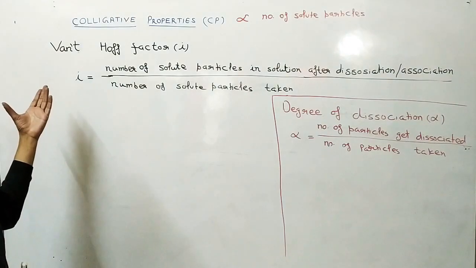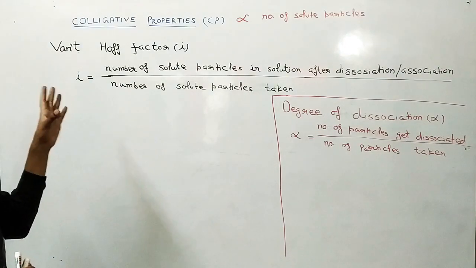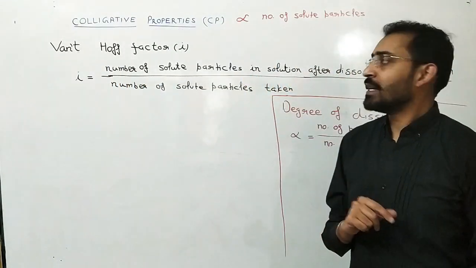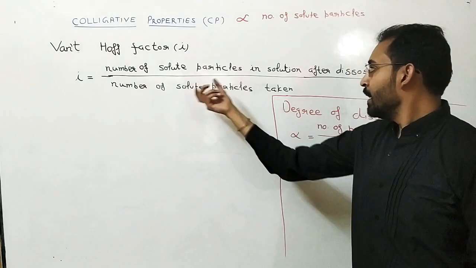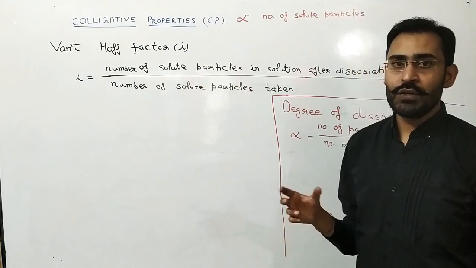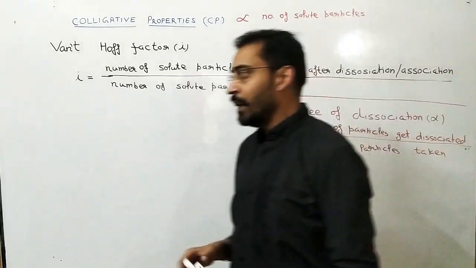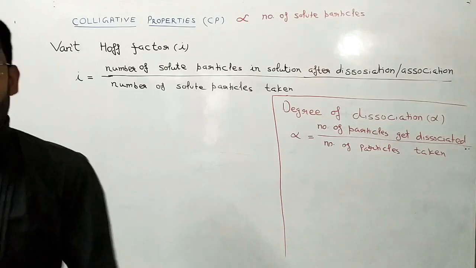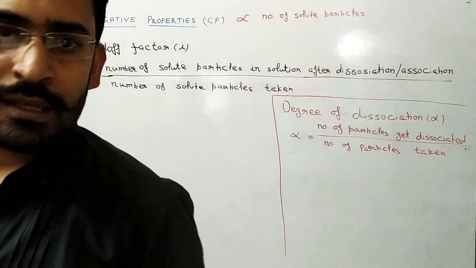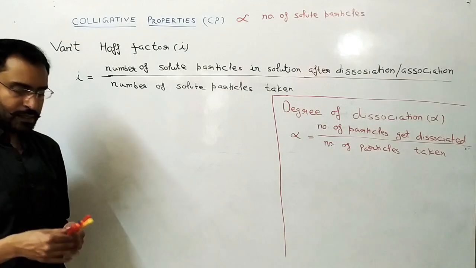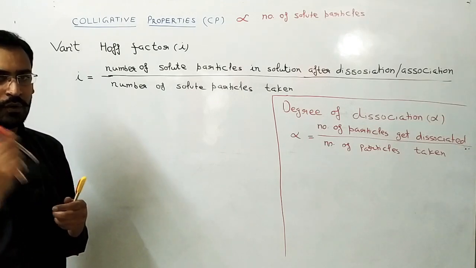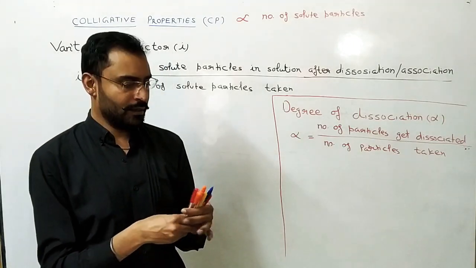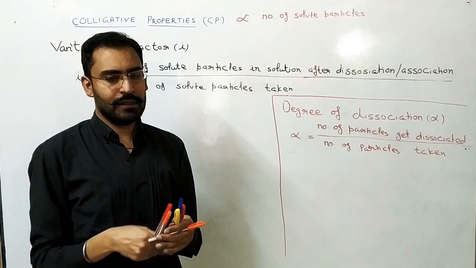Van't Hoff factor is the ratio of the number of solute particles which are actually present in solution to the number of solute particles initially dissolved in the solvent. I can show this with an example. Suppose I have 6 pens: 1, 2, 3, 4, 5, 6. Consider each pen as a solute particle.